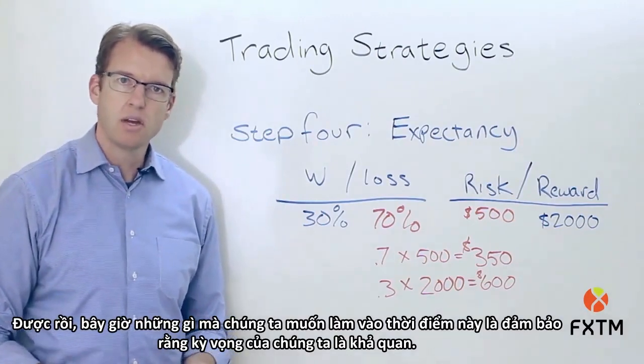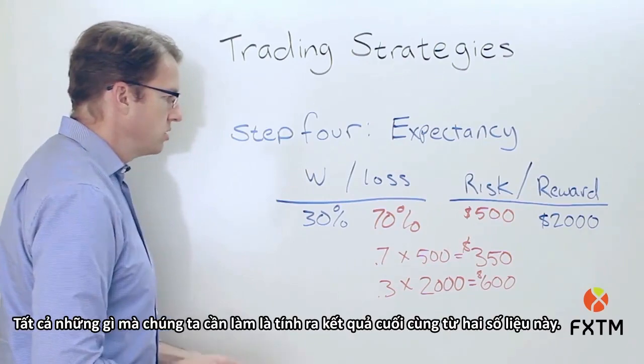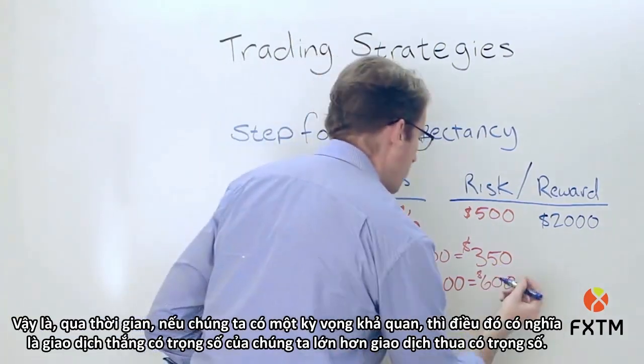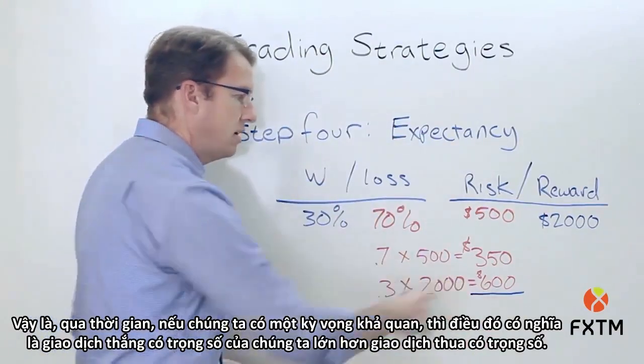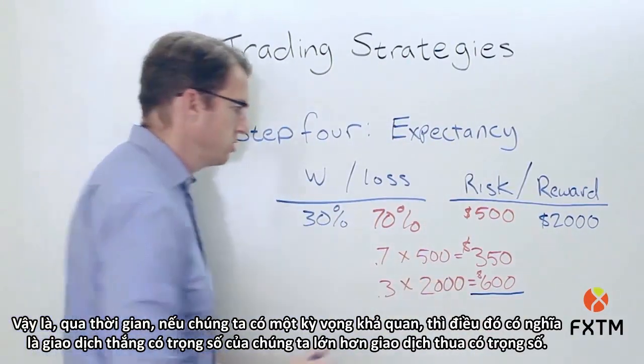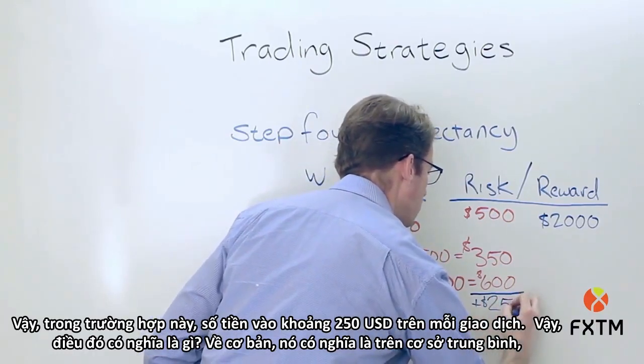All right, now our objective here is to make sure that our expectancy is positive. So how do we know? Well, all we need to do is net these two numbers out. Over time, if we have a positive expectancy, then that means that our weighted winner is larger than our weighted loser. So in this case, it is to the tune of about $250 per trade.